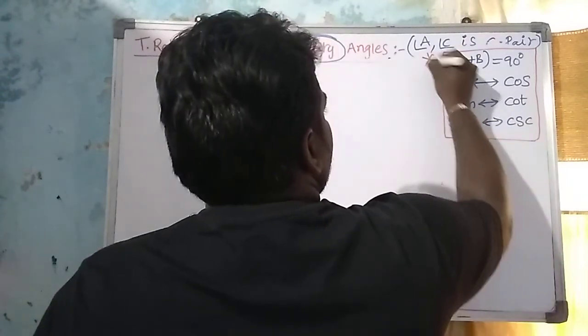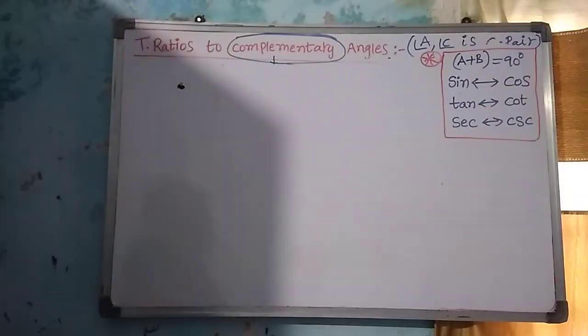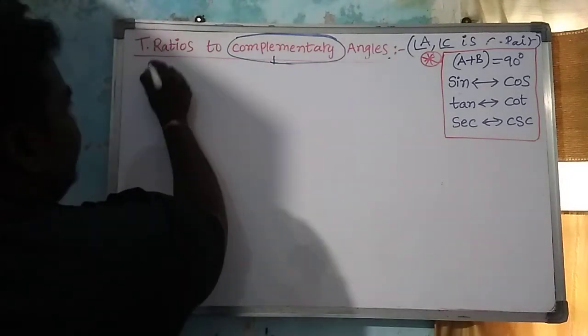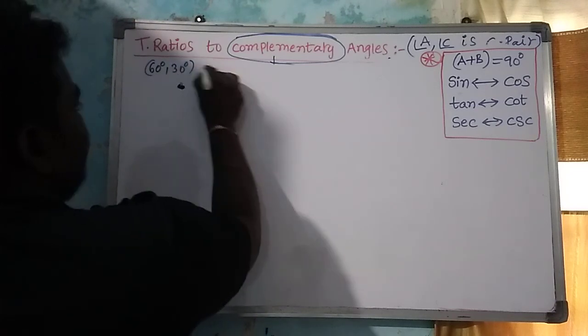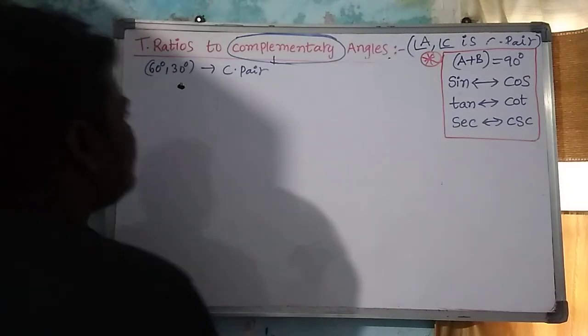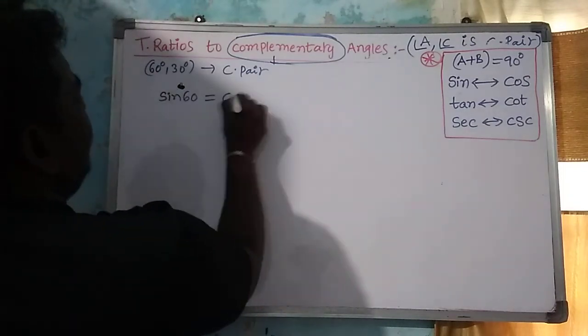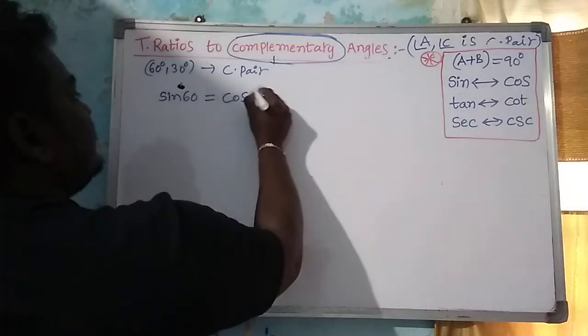Okay. Then let us see. Let us take two complementary angles and see the relationship between them. I can say 60 comma 30. 60 comma 30 is a complementary angle pair. Then what about this one? Sin 60 equals cos 30, because 60 is already there.